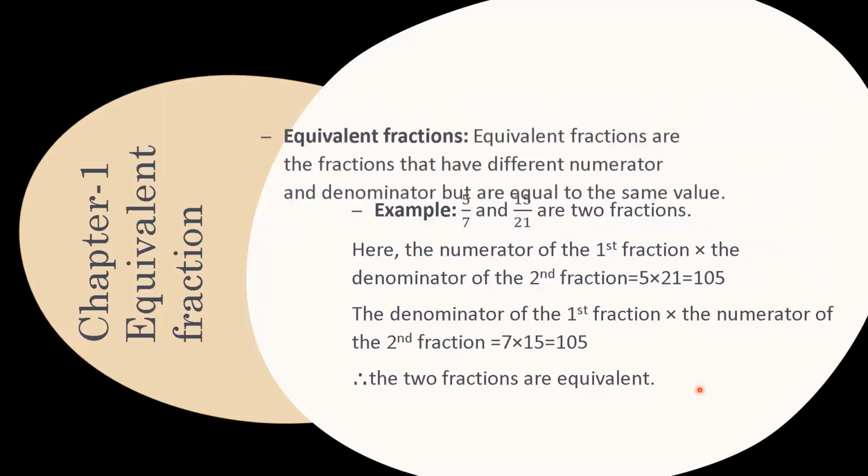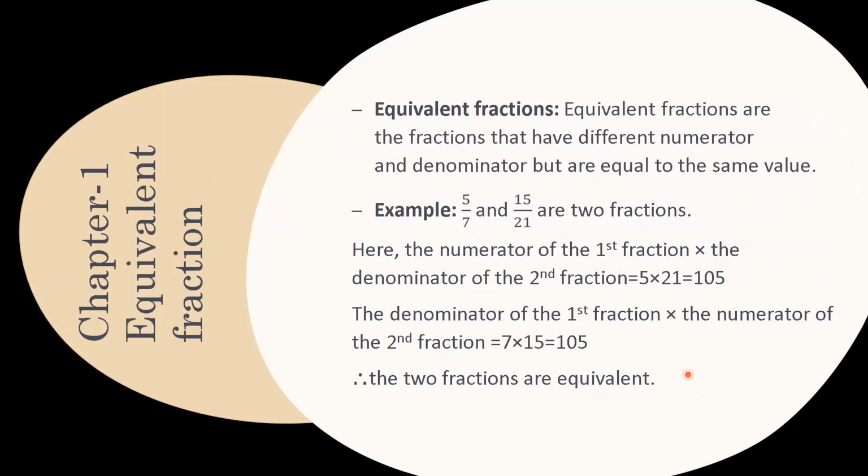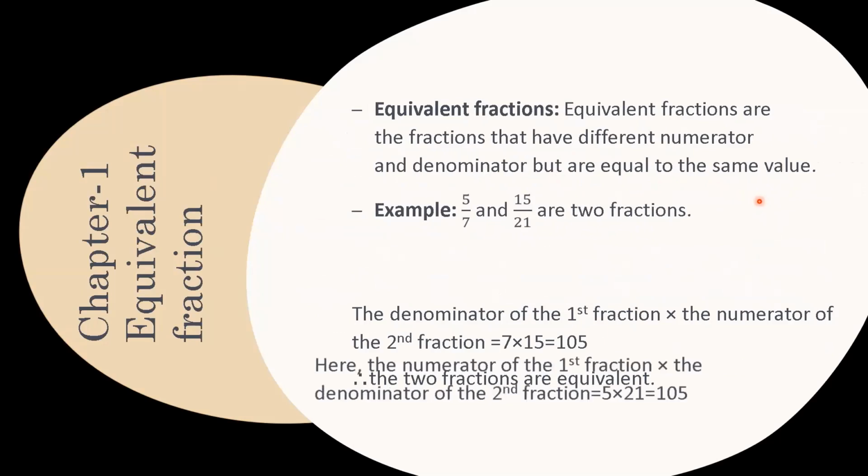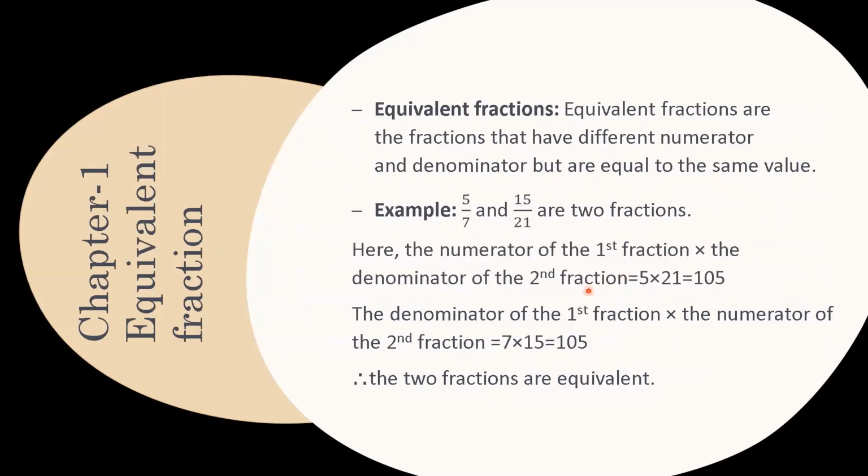So this is the thing, my dear. Equivalent fractions are fractions that have different numerators and denominators but are equal to the same value. Here the numerator of the first fraction multiplied by the denominator of the second fraction is 5 multiplied by 21, that is 105, and the denominator of the first fraction multiplied by the numerator of the second fraction is 7 multiplied by 15, that is 105. Therefore the two fractions are equivalent.